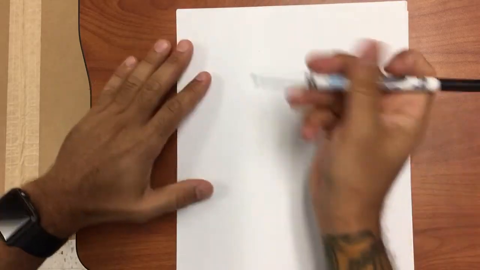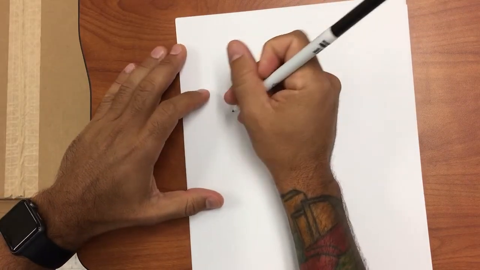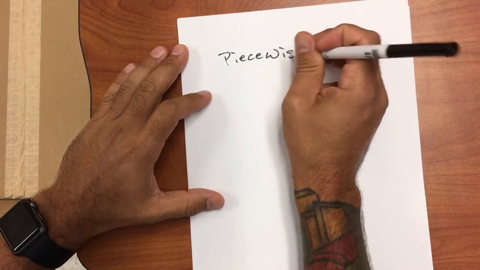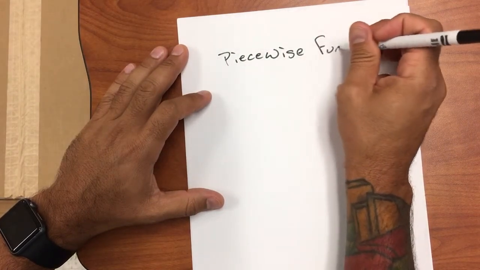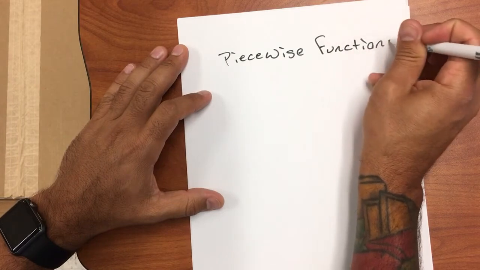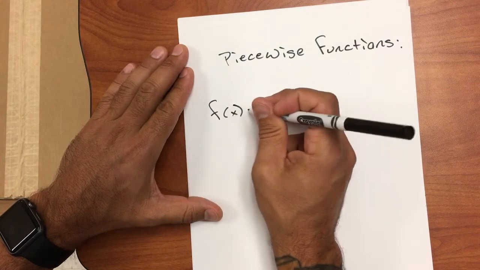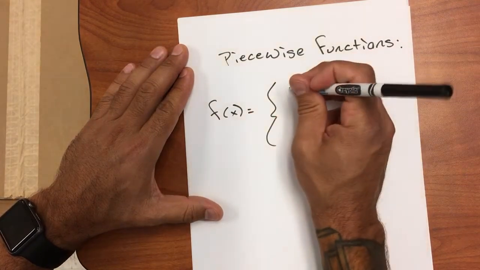All right, we're going to do a little bit of piecewise functions. Piecewise functions should be a review, but let's just look at what we're doing. So if I have something that tells me f of x equals, and then I'm going to have different rules.